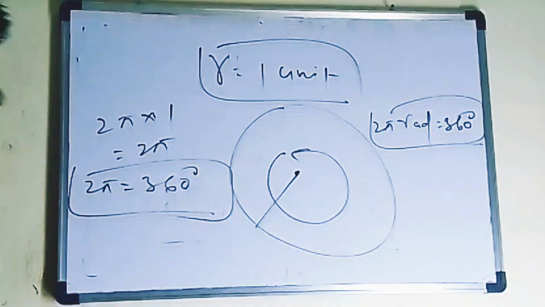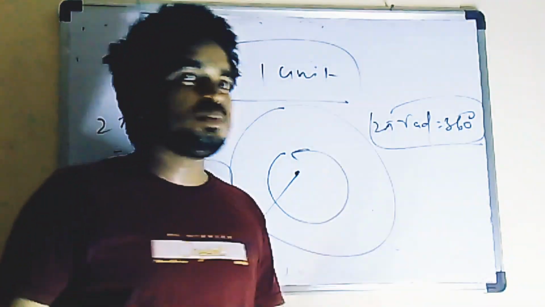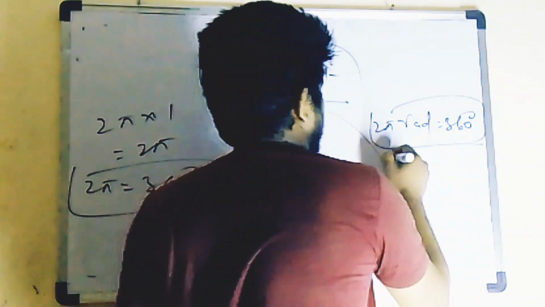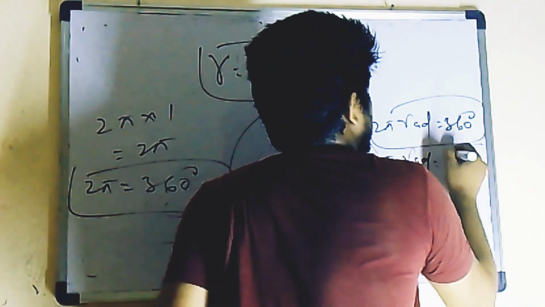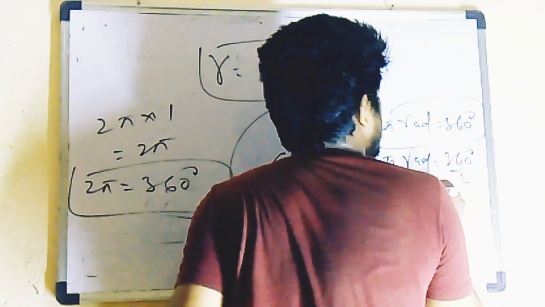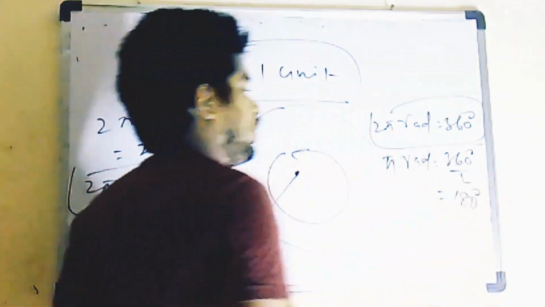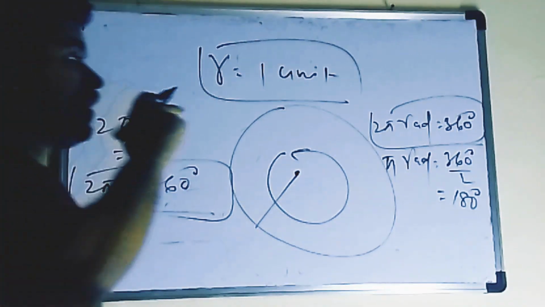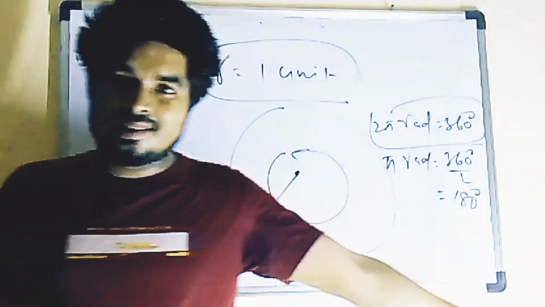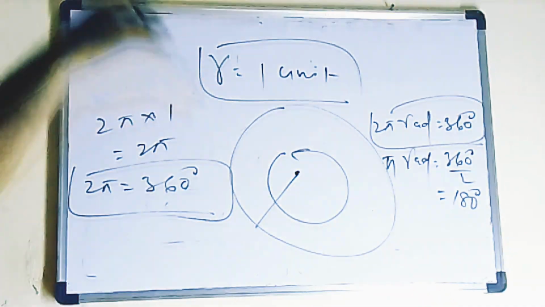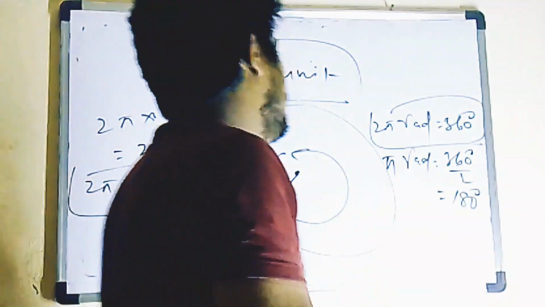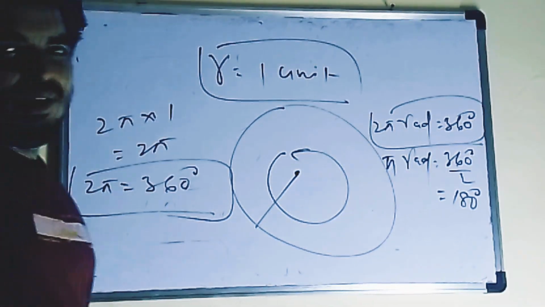My students, if I ask you what is pi radian, can you say from here directly that pi radian equals 360 degree divided by 2, which means 180 degree? Clear? So if pi radian equals 180 degree, this is the basic relation. I will use these relations to convert degree into radian and radian into degree.